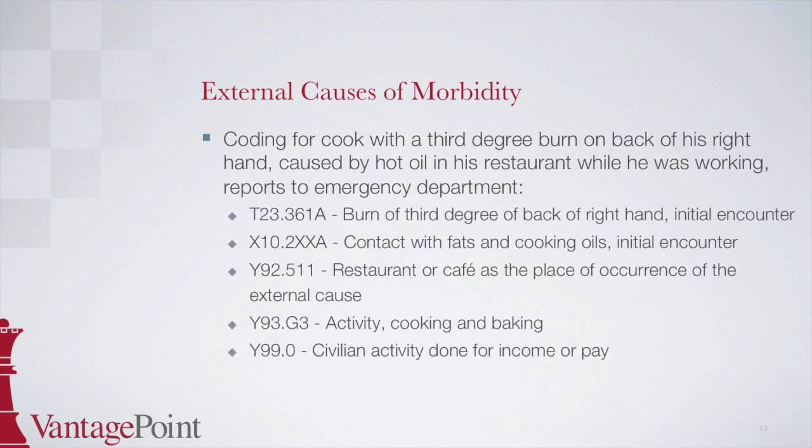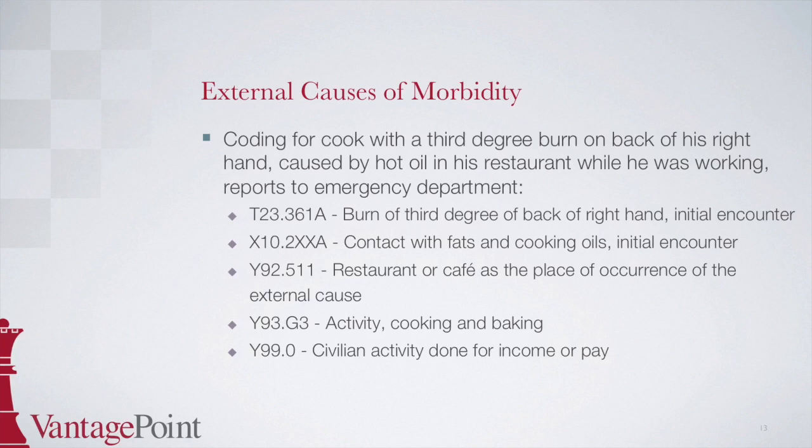I wanted to show you what the actual codes would be for our example on the previous slide of our cook with a third-degree burn on the back of his right hand caused by hot oil in his restaurant while he was working when he reports to the ED. Remember, our first code will always be the injury or condition, which in this case would be T23.361A for burn of third degree of back of right hand, initial encounter.